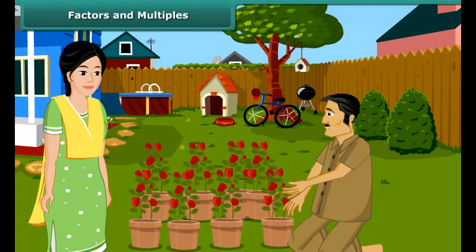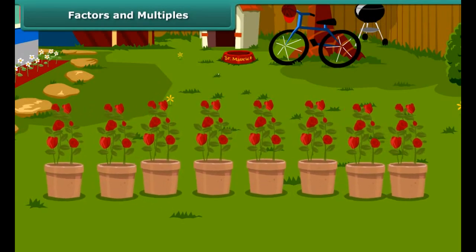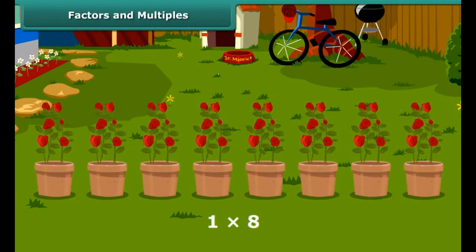Factors and multiples. Gardener Hira Lal wants to create a rectangular pattern of 8 rose plants in Mrs. Sharma's garden. He plans to plant them in one or more rows with an equal number of rose plants in each row. Let us look at all the possible ways in which Hira Lal can create rectangular patterns. Hira Lal can place all the 8 rose plants in a single horizontal row.